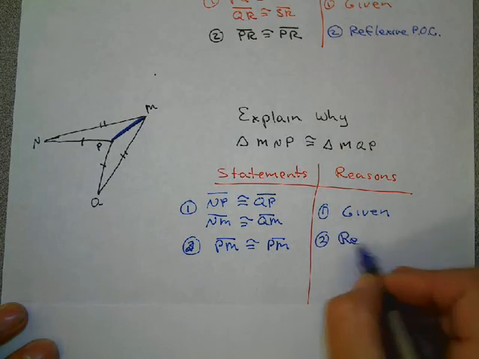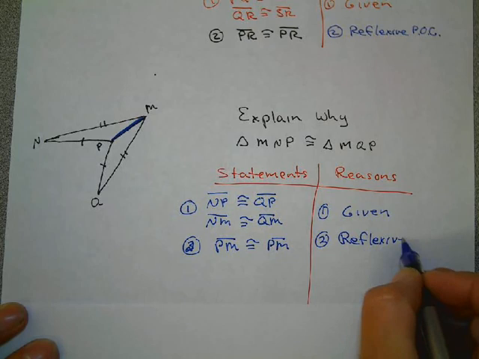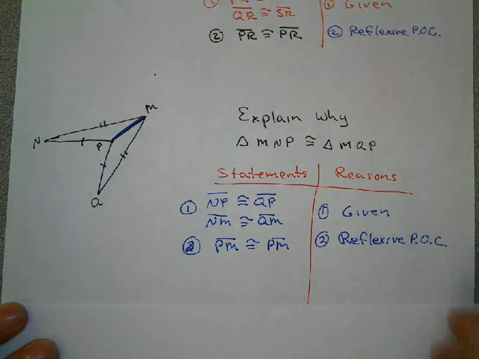So that's all you're doing. When you're doing an explanation, a two-column proof is fine. There's no need to get any more complicated than that, so that would be awesome.